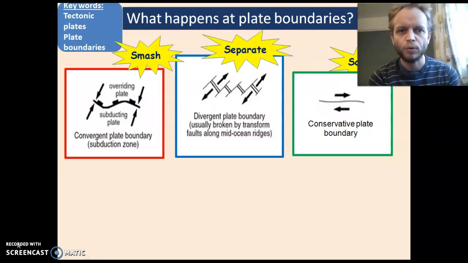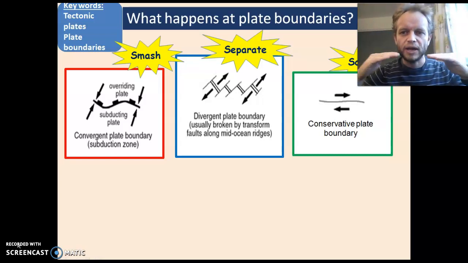Okay, everyone, so now what we want to do is find out what actually happens at the plate boundaries. This is where the geography really gets exciting, where there's activity that's really affecting us as human beings. And there's three main types of plate boundaries. We've got convergent plate boundaries, we've got divergent plate boundaries, we've got conservative plate boundaries. Those are our three main types that we want to focus on.